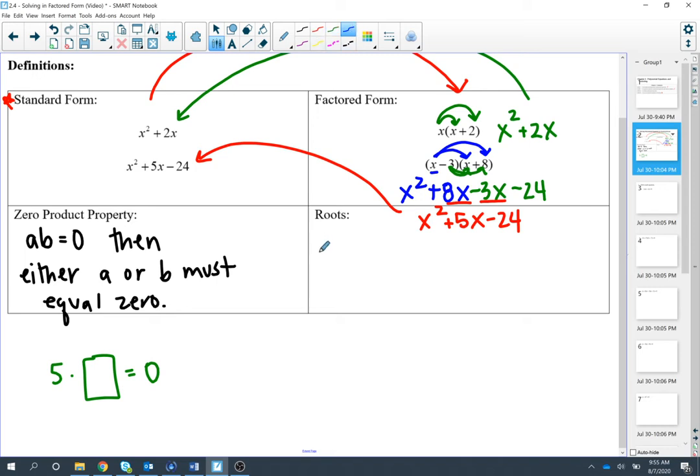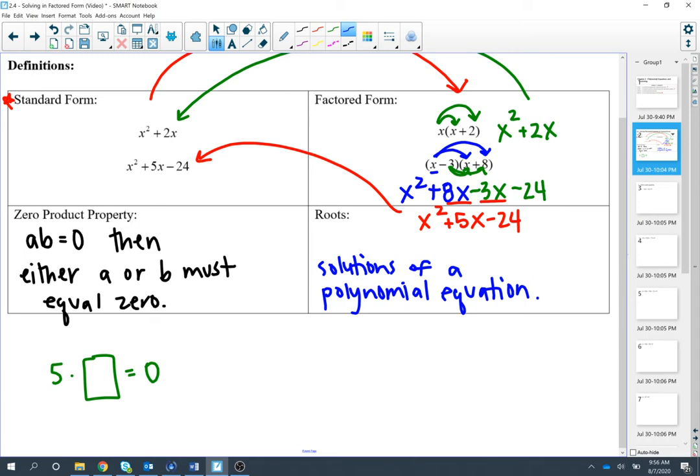Roots are the solutions of a polynomial equation. And so far, we've been dealing with polynomial expressions.